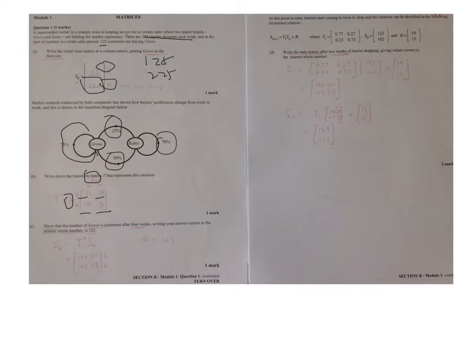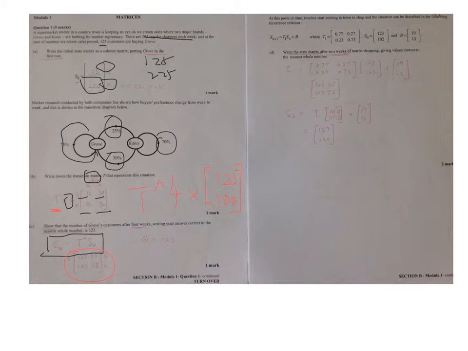Okay? Question C, after 4 weeks, if you use this formula, all you have to do is put the transition matrix T into your CAS calculator, T to the power of 4, and then times S naught. If you don't want to put S naught in, just put the matrix in, 125 and 100, then you should get this answer. Okay? And of course, it's asking you to show.